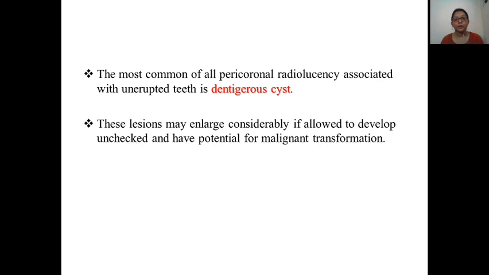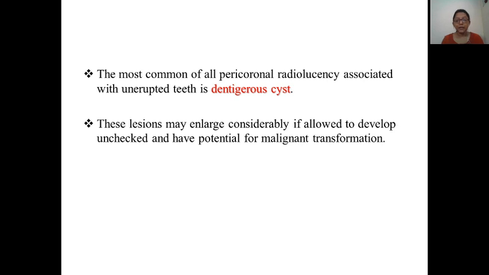The most common of all the pericoronal radiolucencies associated with an unerupted tooth is the dentigerous cyst, and these lesions may expand or enlarge considerably if allowed to develop unchecked and have potential for malignant transformation.